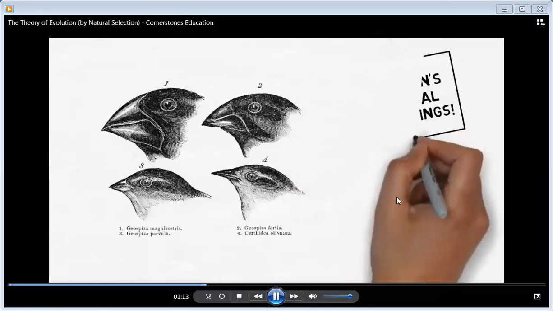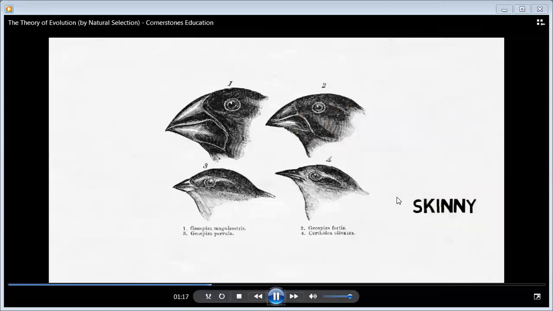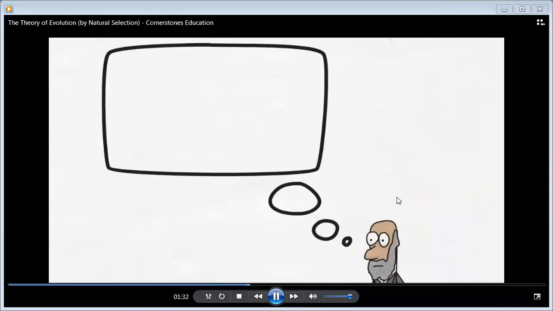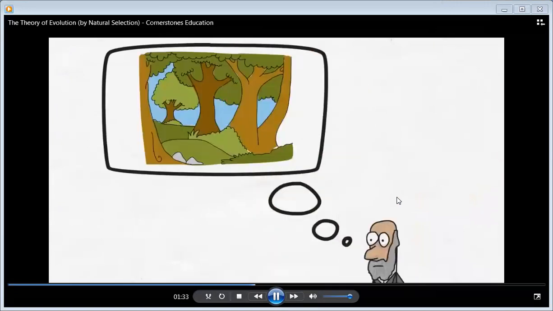Finches who ate insects had skinny, pointed beaks, so they could claw better. And those that ate hard fruits had beaks that were sharp, so they could get through the skin. Darwin decided that there was only one way that this could have happened. The birds must have adapted to their environment over time. This led him to another idea.